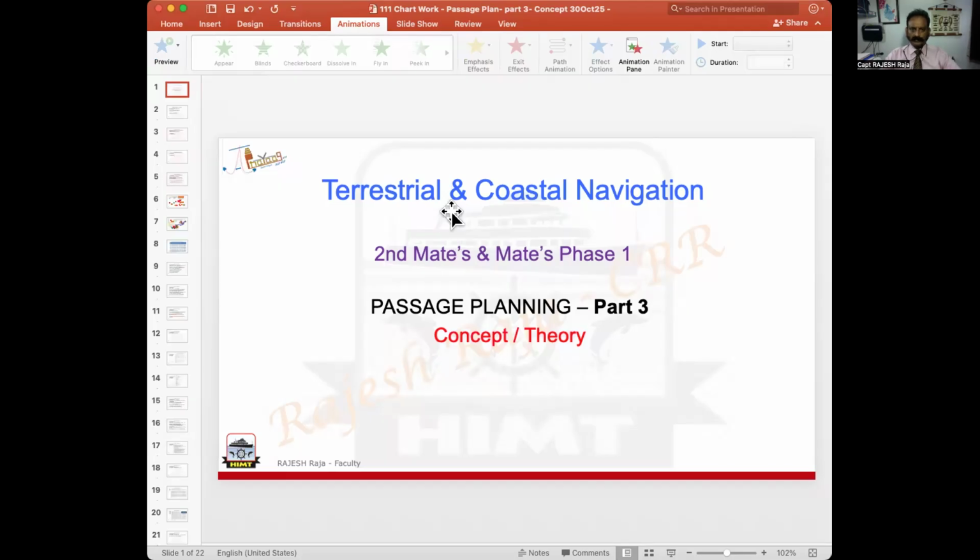I'm going to continue on the same topic called passage plan. If you remember, we already did two parts of passage plan. I'm going to go into the third part today, and let us see what we have finished till now.